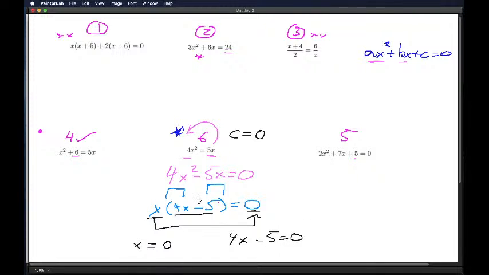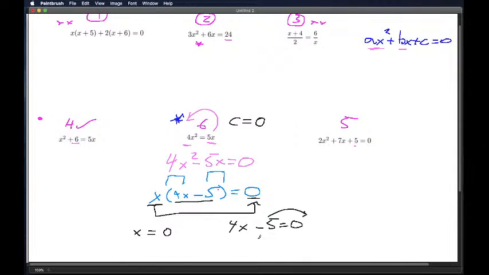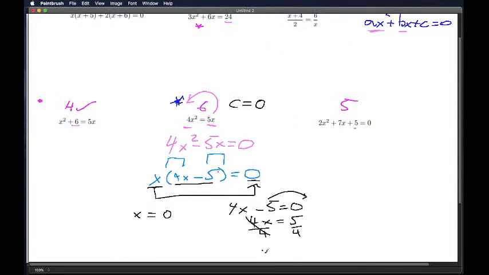All right, so somehow I've got to find an x value that, if I input it into here, I should get 0. So now this is a linear equation and I can solve. So if I put the negative 5 on the other side, I have 4x is equal to 5. And I divide by 4, and now I have x is equal to 5 over 4. So that's my second solution. All right.